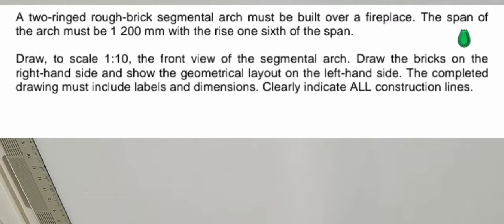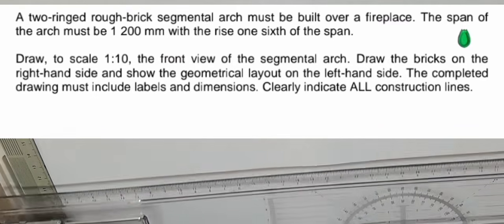Then it continues, it says draw to scale 1:10 the front view of the arc. Draw the bricks on the right hand side and show the geometrical layout on the left hand side. The completed drawing must include labels and dimensions. Clearly indicate all construction lines. So there is our question. Let's attempt the question and try to draw the arc.